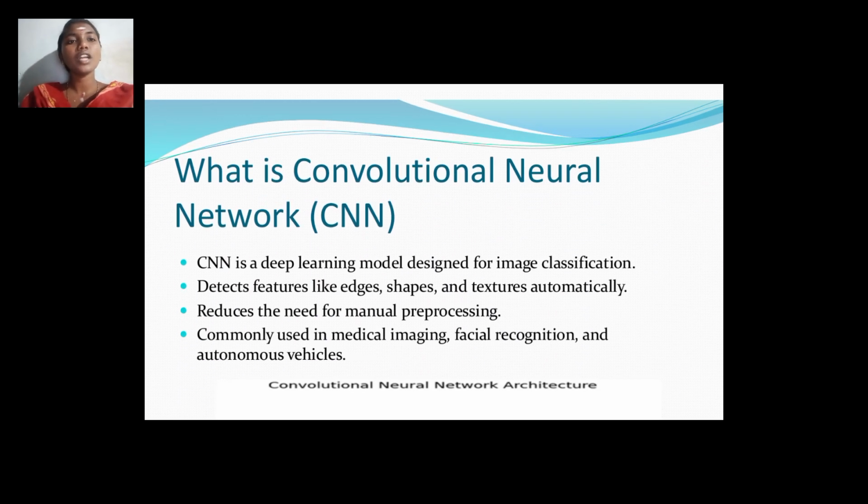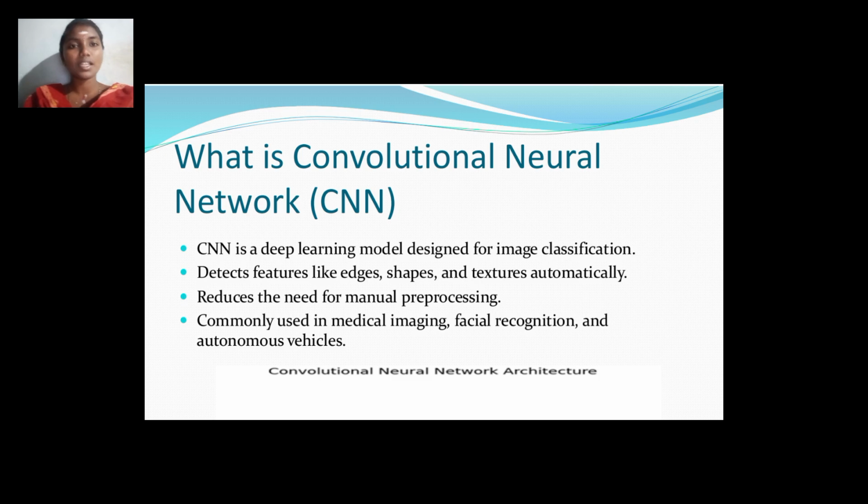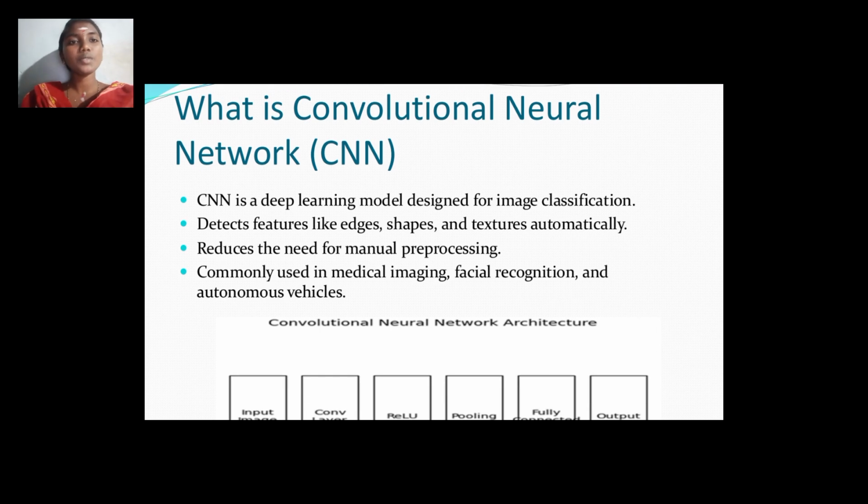And what is a convolutional neural network? That means CNN. A convolutional neural network is a deep learning model. It is designed for image classification. It detects features like edges, shapes, and textures automatically in images. It reduces the need for manual pre-processing because it is a type of deep learning model. Uses of CNN: it is used in medical imaging, facial recognition, and autonomous vehicles.